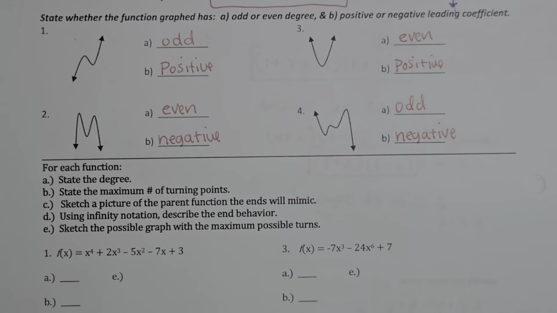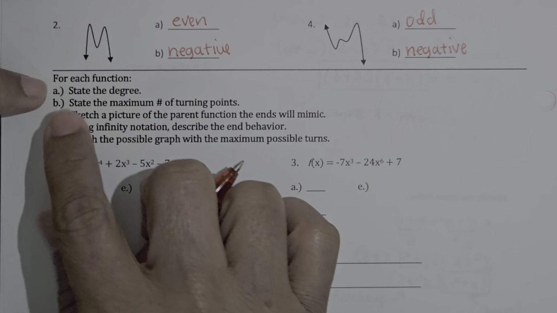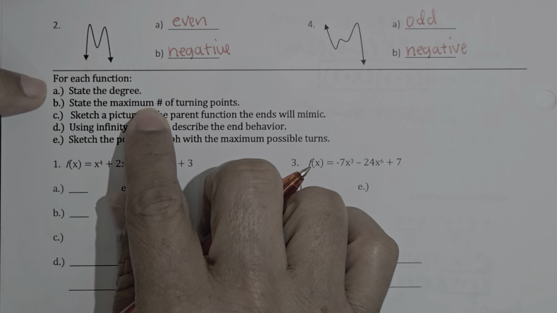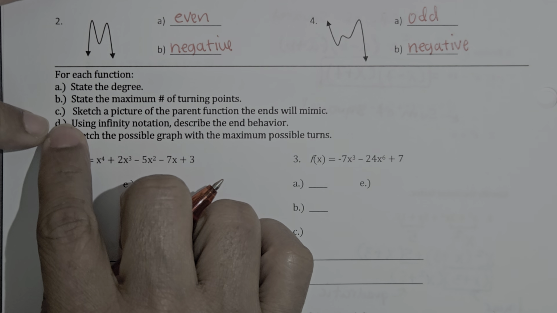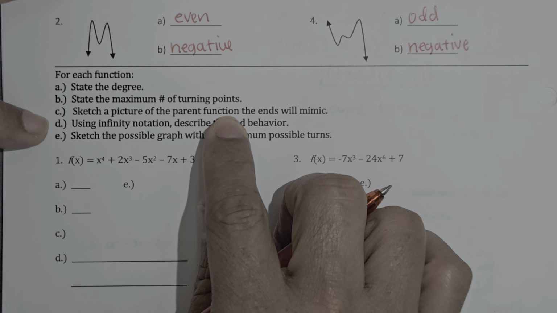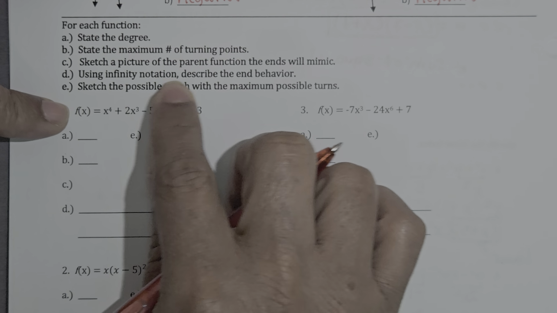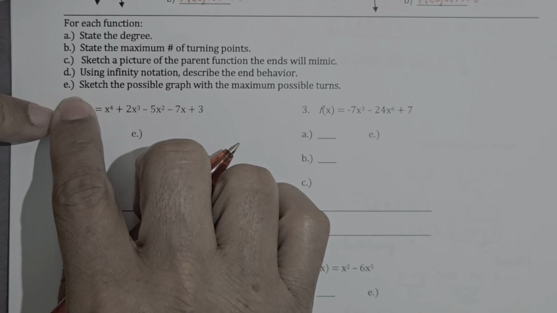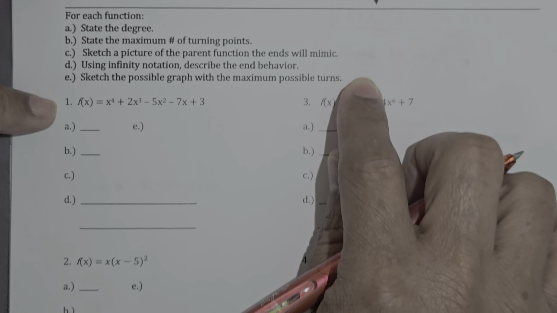Let's go on to the next part, and this one says for each function, part A, state the degree. Part B, state the maximum number of turning points. And then C, sketch a picture of the parent function the ends will mimic. And then D, using infinity notation, describe the end behavior. And then E, sketch the possible graph with the maximum possible turns.